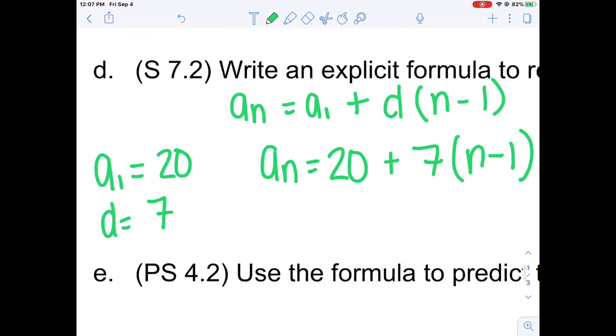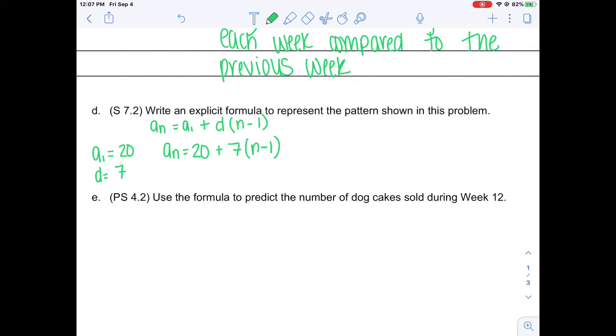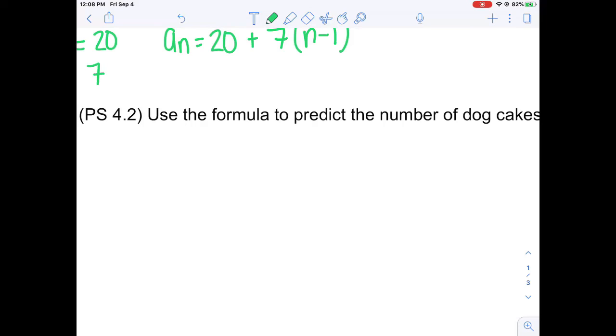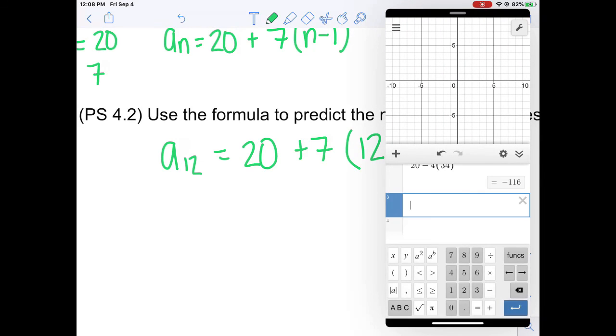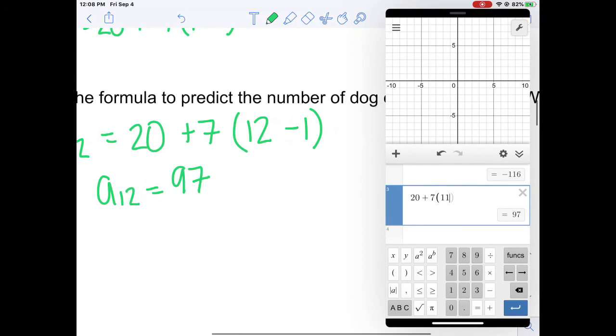And then we will use that formula to predict the number of dog treats sold during the 12th week. And I do want you to use that formula. Do not list out 12 weeks because that's not what the problem is asking you to do, and you won't receive any credit. So a sub 12 for the 12th week equals 20 plus 7 times 12 minus 1. And we'll just plug that into our calculator. 20 plus 7 times 12 minus 1 is 97. So on the 12th week, they sold 97 dog cakes.